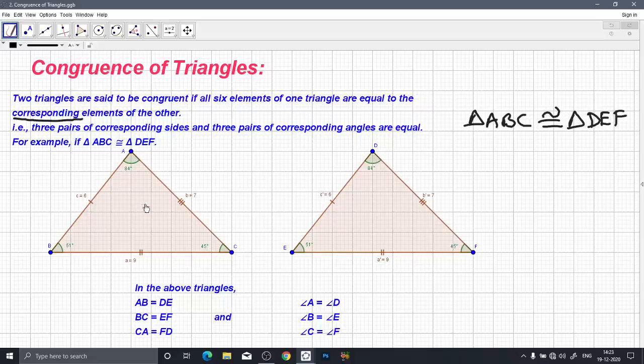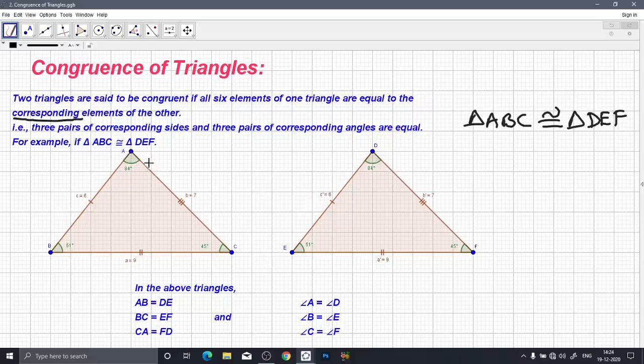In the above figures, now we have to see what the corresponding elements of both the triangles are. What are the corresponding sides here? We have to observe which elements are equivalent to each other. Here this is side AB, and here this is side DE. Both of them have the same length. So now these two sides become the corresponding sides, which have the same length. AB is corresponding to DE.